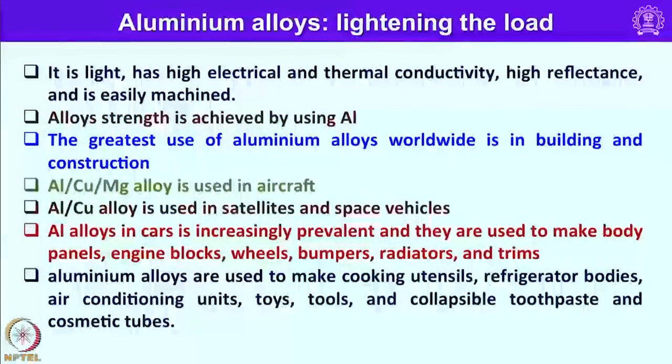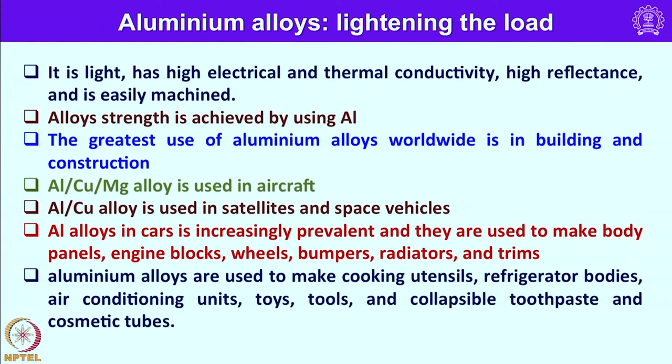So, aluminum alloys also find a lot of application. Aluminum is light, has high electrical and thermal conductivity, high reflectance, and is easily machined. So, alloy strength is achieved by using aluminum. The greatest use of aluminum alloys worldwide is in building and construction.